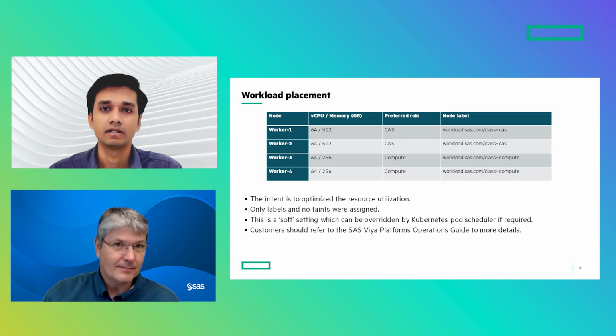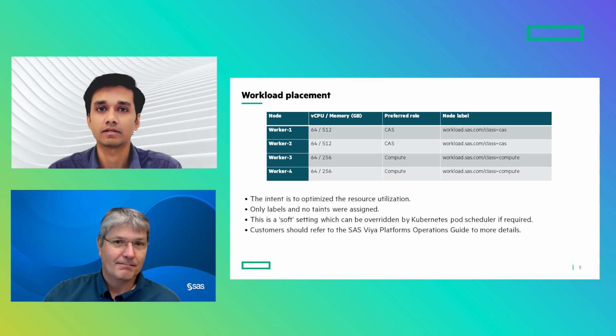Okay, I see. And what about taints? Have you specified any taints here? I mean, we could, but we have not. We have only used labels here in our setup, and that's because it gives the Kubernetes scheduler more flexibility.